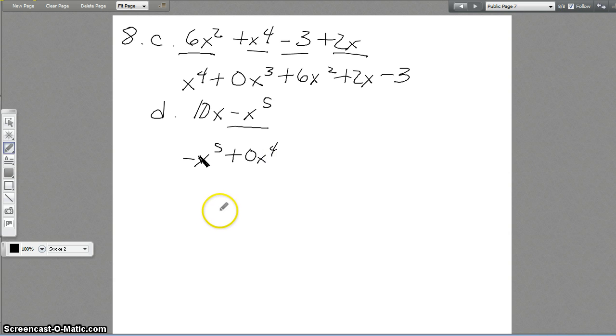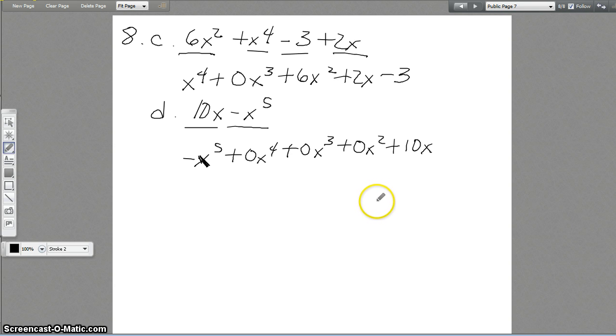Now our x to the 3rd term, we don't have one of those either. So that is 0x to the 3rd. Our x squared term, we don't have one. So we need to write 0x squared. We do have an x term, that is just 10x. And you don't have to write a last one for the constant. You can just stop at that point.